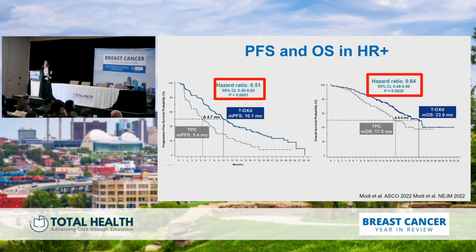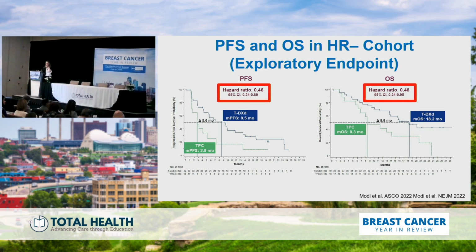As you'll recall, the primary endpoint for the study was progression-free survival in the hormone receptor positive subset, and that's what's shown here on the left, with a hazard ratio of 0.51, so a 50% reduction in progression, and a very consistent hazard ratio for overall survival, 0.64, so a survival advantage.